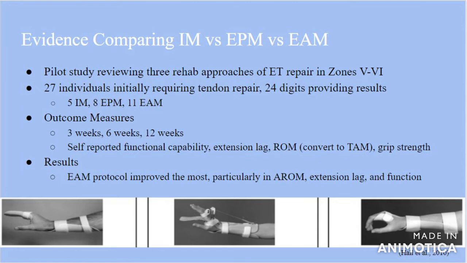Outcome measures were taken after 3, 6, and 12 weeks to address self-reported functional capacity using a 10-point visual analog scale, extension lag, total active movement, and grip strength. By the end of the study, all groups had been successful in making progress, but the early active motion group improved the most, particularly when reviewing their range of motion, minimized extension lag, and overall function.